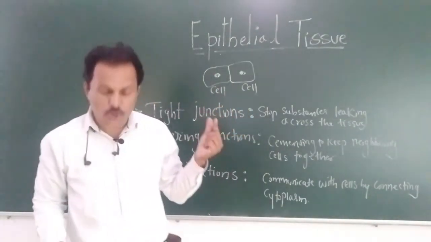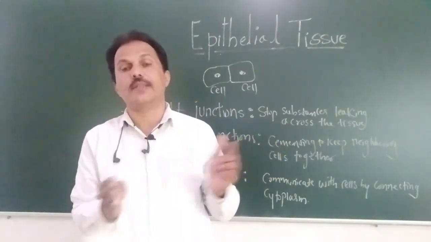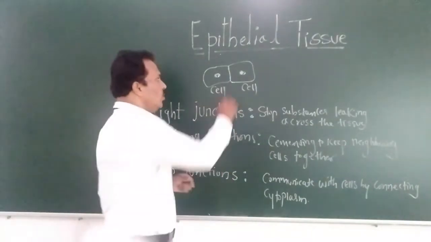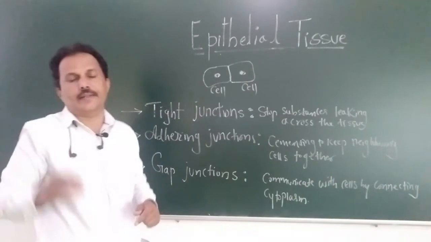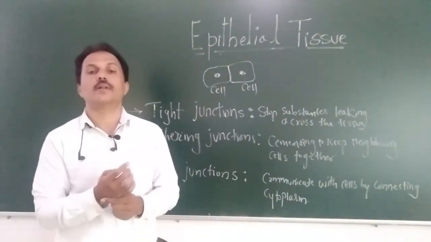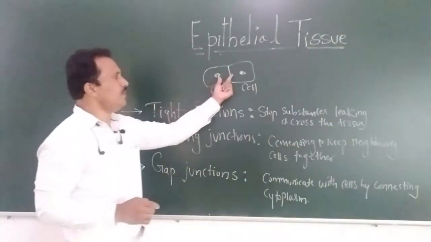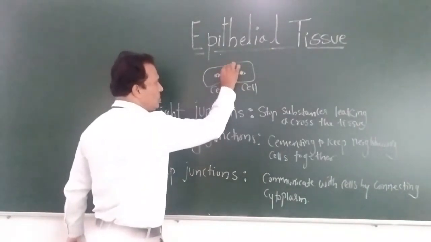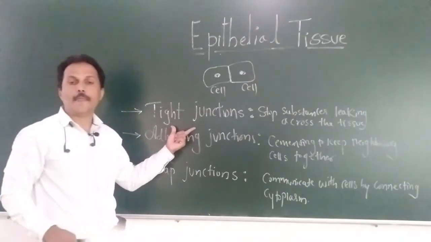In epithelial tissue, generally in squamous epithelium, there is a tight junction. Tight junctions are very tight. There is no intercellular gap present. That's what we have studied. But there are three types of junctions given in your NCERT book, based on how the connectivity between these two cells is formed.